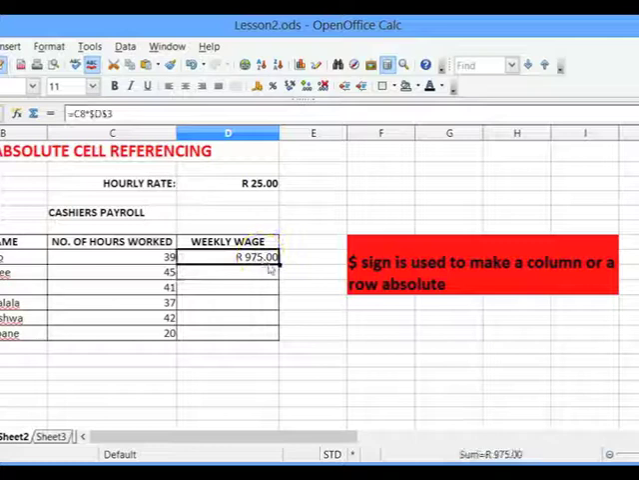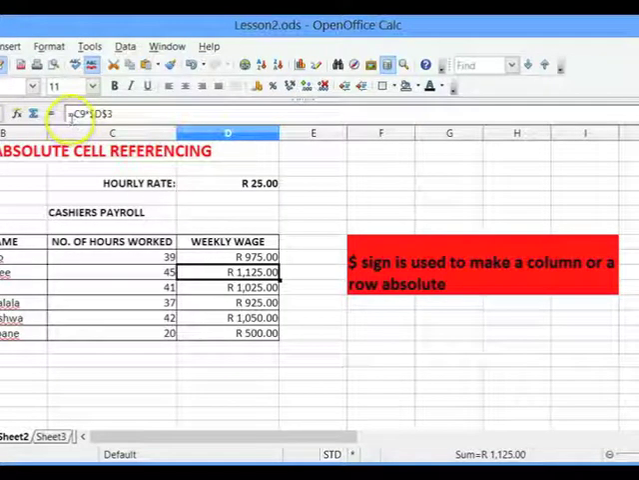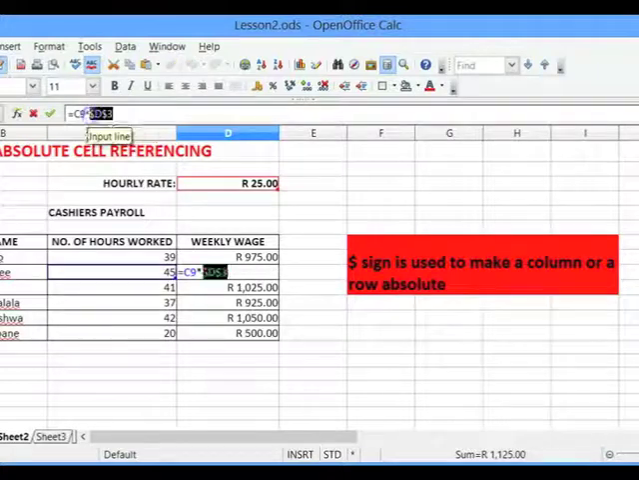Now I want to copy this formula down for the other employees. Again, I use the fill handle to copy it down. Let us look at the formula now in cell D9. In D9 we have is equal to C9 times $D$3. That means that this cell has remained absolute. It has not changed, although we have copied the formula down.